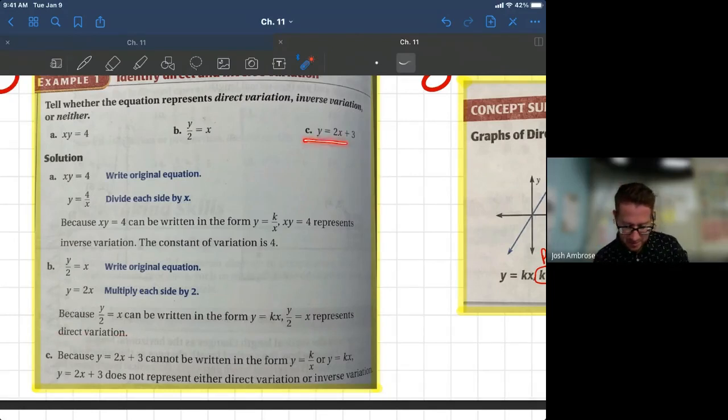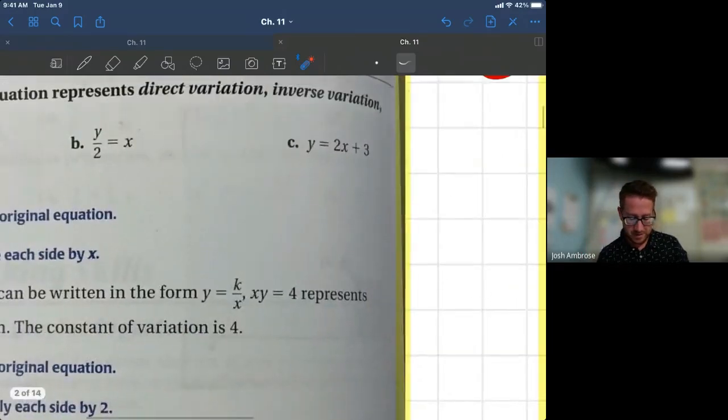Now, example C already says y equals, so we don't have to do anything. But the red flag, or a bell going off in your head, is this +3 right here. That sticks out like a sore thumb because that in no way, shape, or form is in either format. Yes, you do have a 2x, so you can say, oh, well, y equals 2x. That's direct variation format. Yes, but direct variation stops right there.